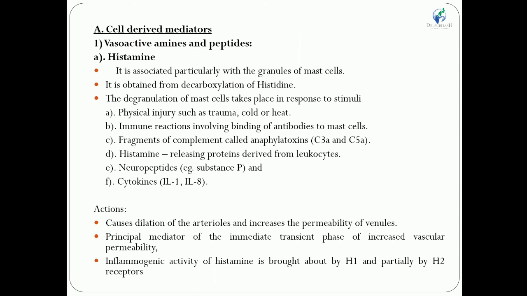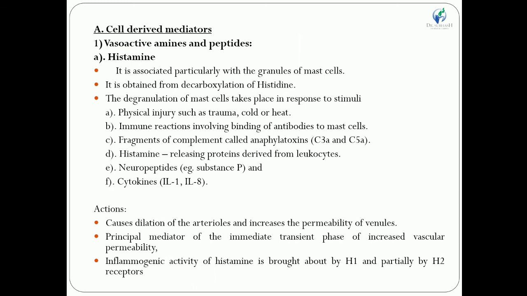It is obtained from the decarboxylation of histidine. Here histidine is an important parameter, right? From histidine, histamine will be released. The degranulation of mast cells takes place in response to various stimuli, such as physical injury, like trauma, that is major accidents. Next is cold or heat. Then there are immune reactions, like binding of antibodies to the mast cells.